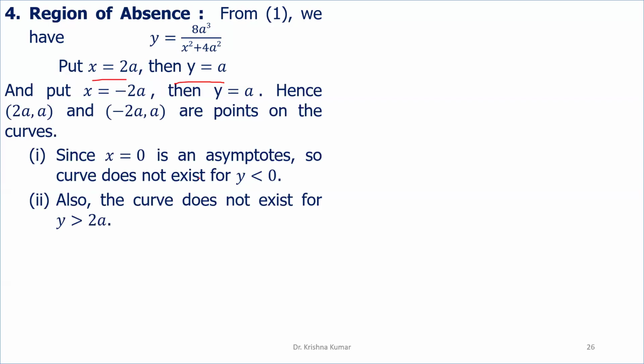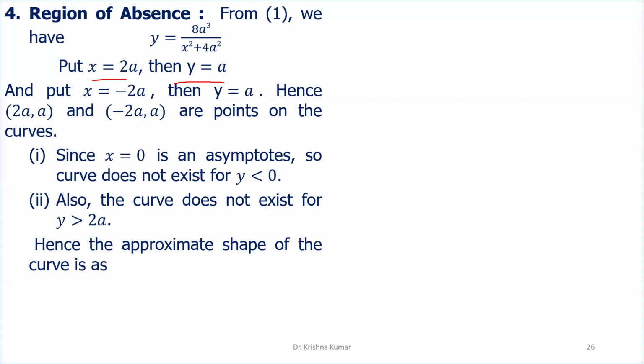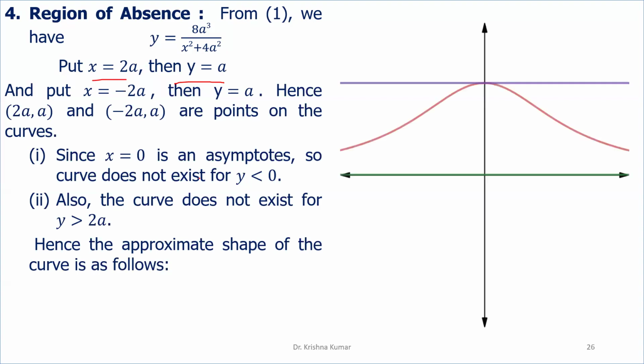because (0, 2a) is the tangent at that point. Hence, the approximate shape of the curve is given by the following. Let us discuss one by one again. The first point is the origin, (0, 0). The second point we are getting is (0, 2a). Now, what is the tangent at (0, 2a)? This is the tangent at (0, 2a).